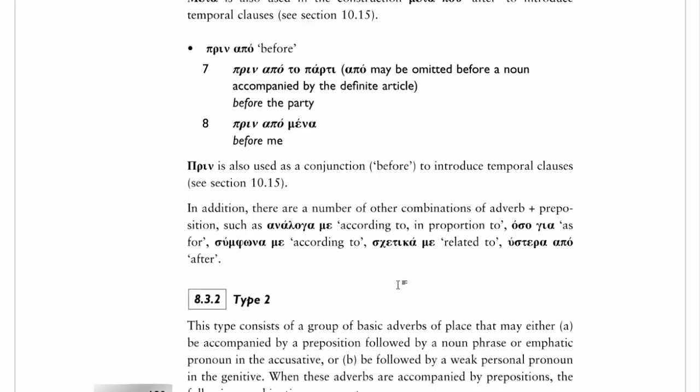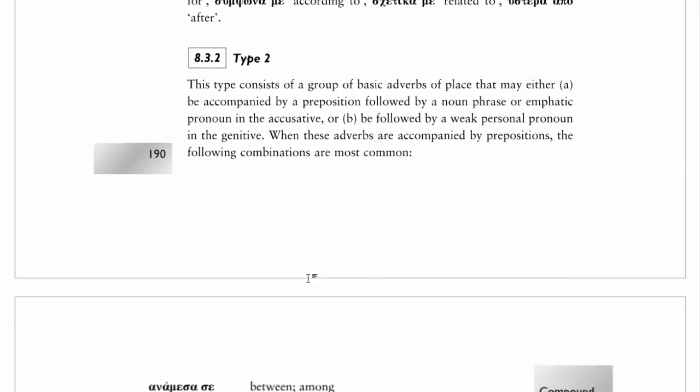In addition, there are a number of other combinations of adverb plus preposition, such as analoga me, according to, in proportion to, also ia, as for, sinfona me, according to, schetica me, related to, istera apo, after.